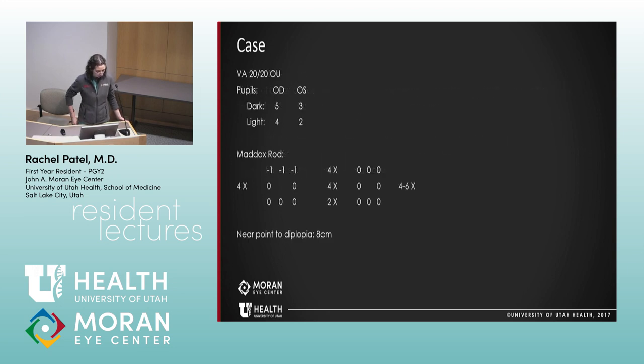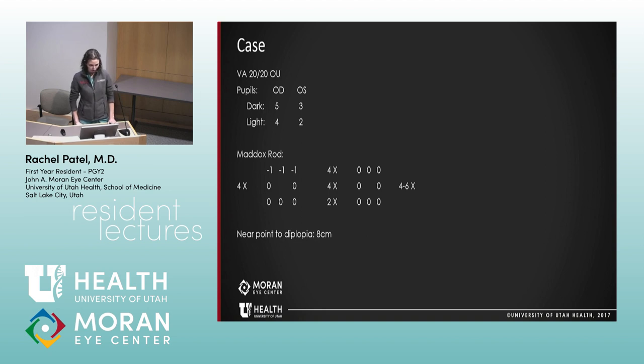On exam, she has 20/20 vision in both eyes when corrected. Her pupils are 2 millimeters, and we couldn't get them to be different in light or dark, so they're around the same in dark and light. She has about -1 restriction on upgaze in her right eye, nothing on the left eye. And she has a 4-diopter exotropia that is slightly more pronounced on left gaze and less pronounced on down gaze. On convergence testing, her near point of diplopia was about 8 centimeters. So she's pretty good.